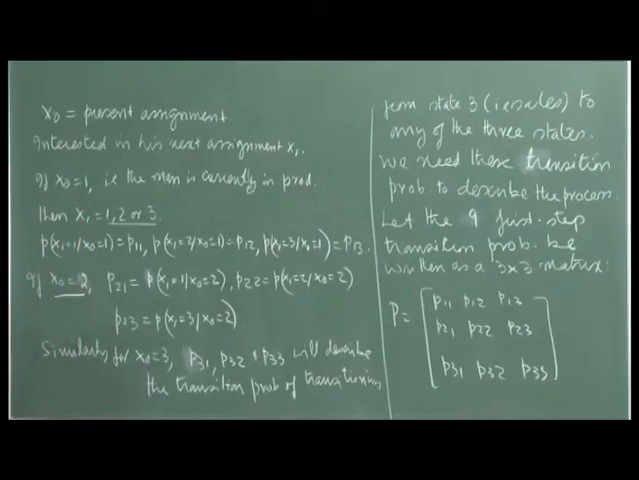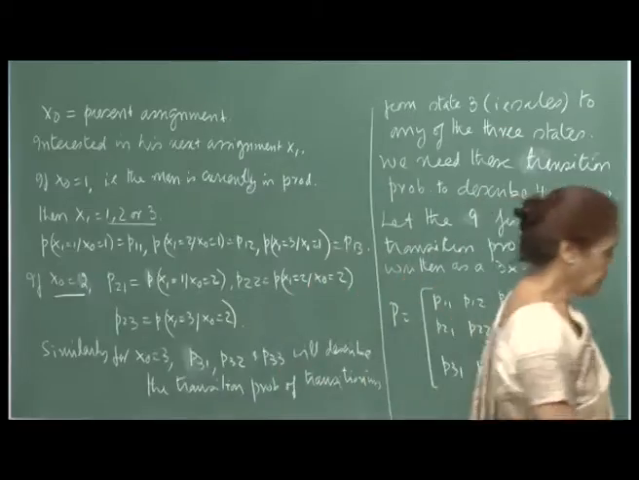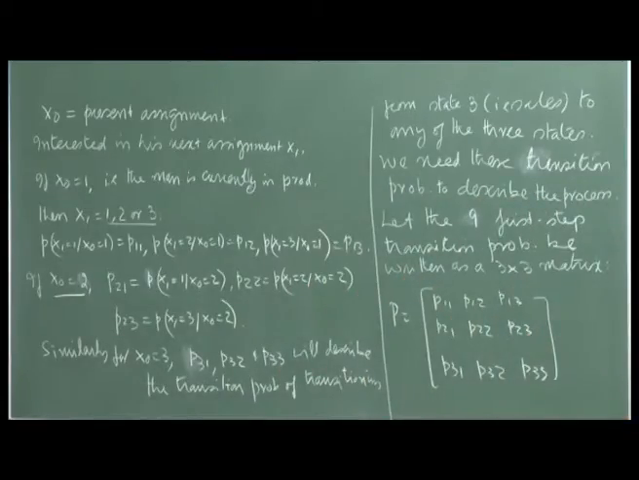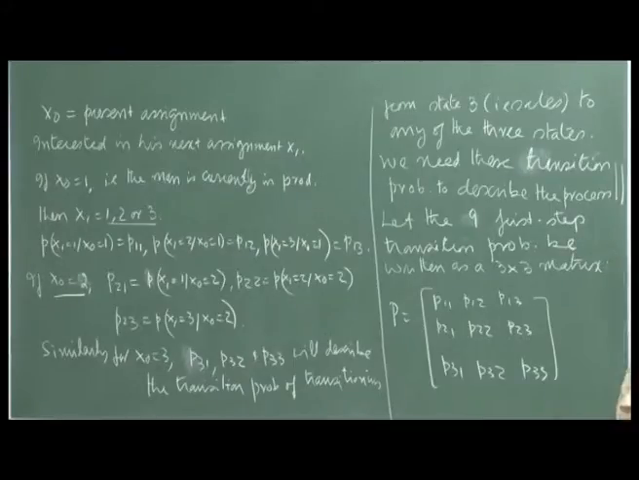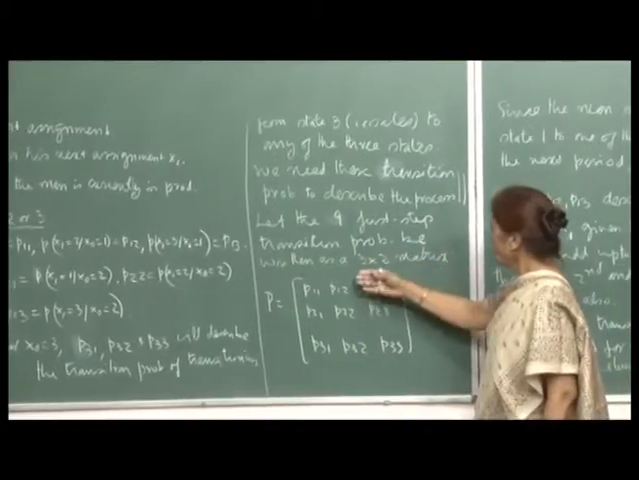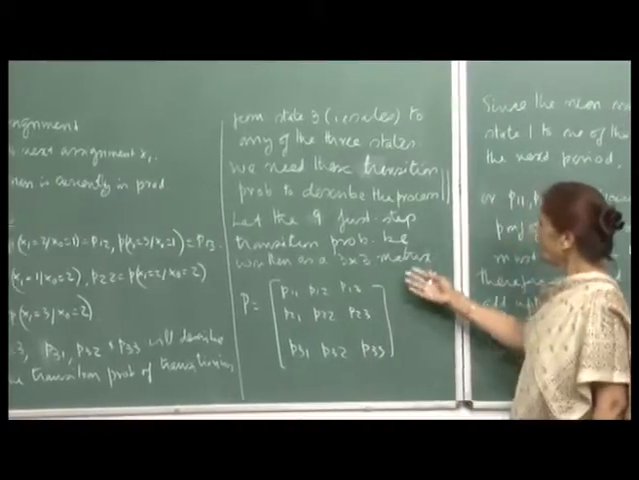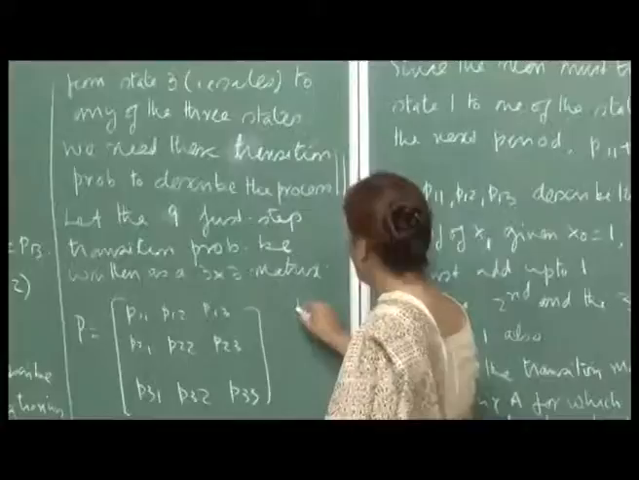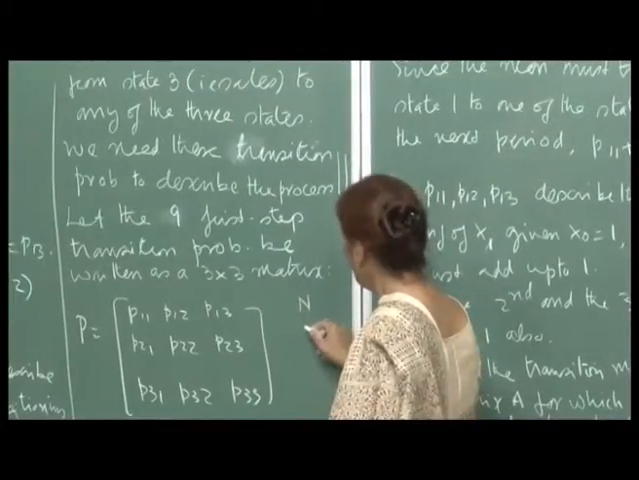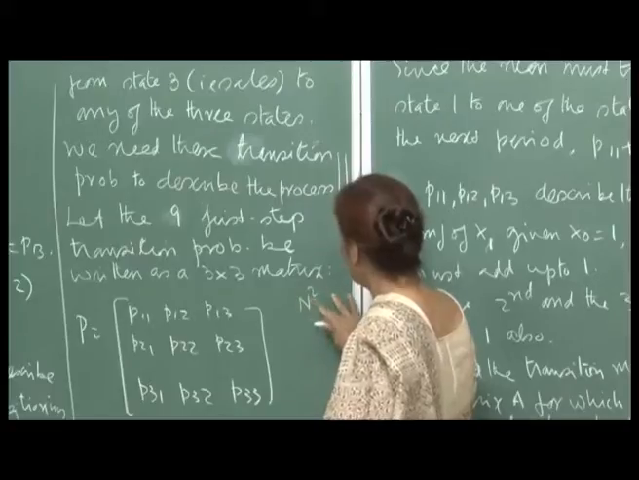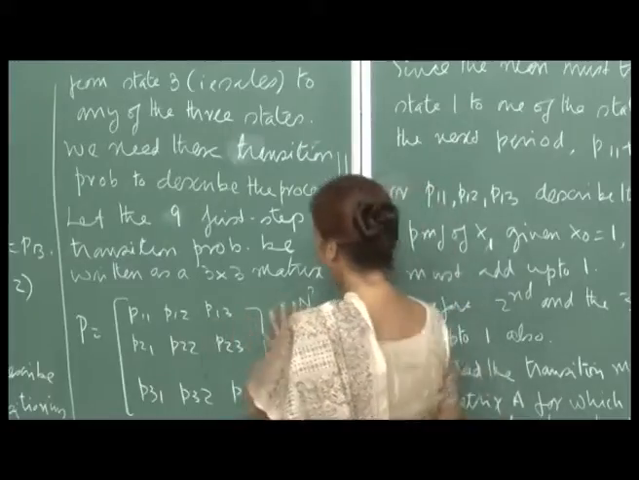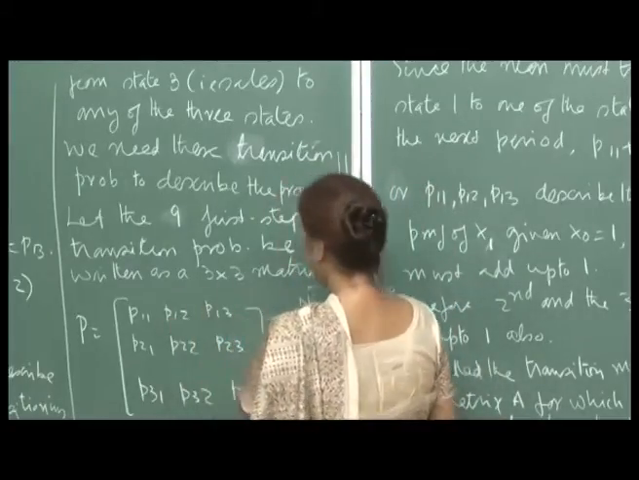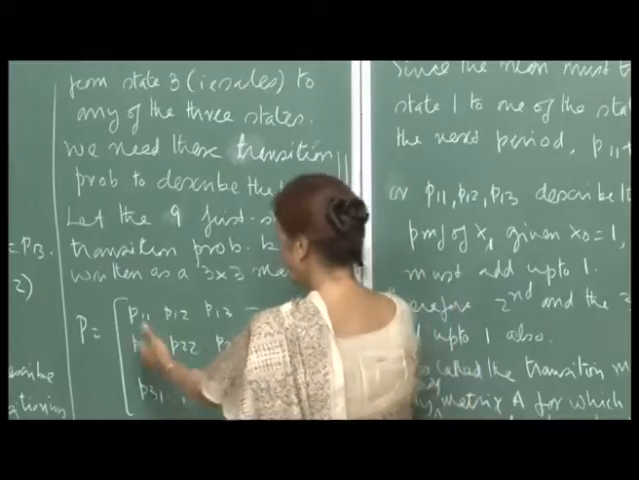So, therefore, the process, and now of course, we will see that this is not a complete description of the process, and as we go along, we will find out what more we need, but let us just first look at this. Now the 9 first step transition probabilities can also be written as a 3 by 3 matrix. Remember, whatever the number of states, if the number of states is capital N, then your transition probabilities will be N square, because you can go from one state to any of the N states. Therefore, you will always have N square numbers, and so these transition probabilities can be written in a matrix form.